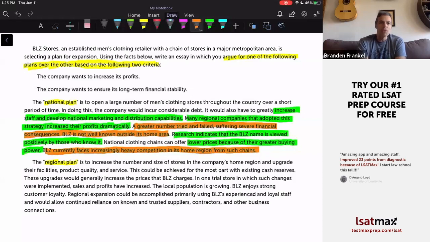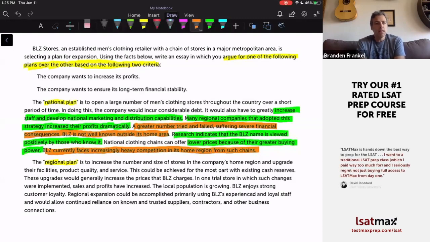So when you start to get that far away from the facts in the fact pattern, you're probably not helping yourself. But reasonable inferences can show that you're thinking critically and not just regurgitating the information on the page. So that's great. And thank you, Willie. I appreciate that.